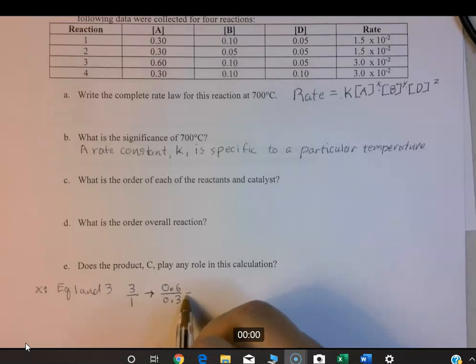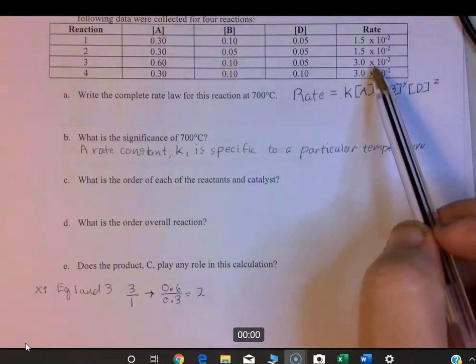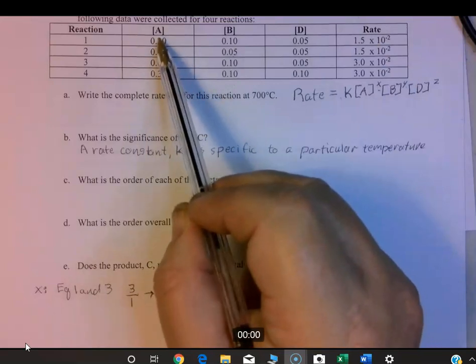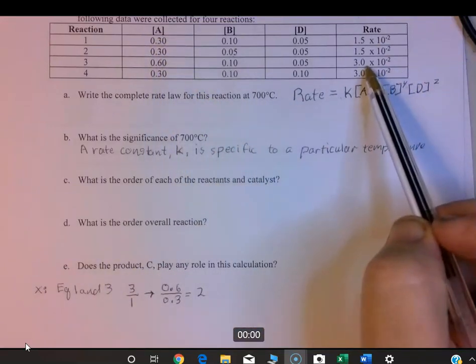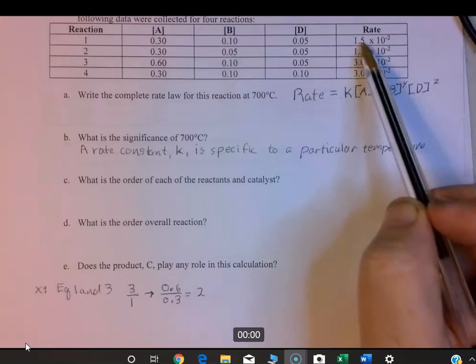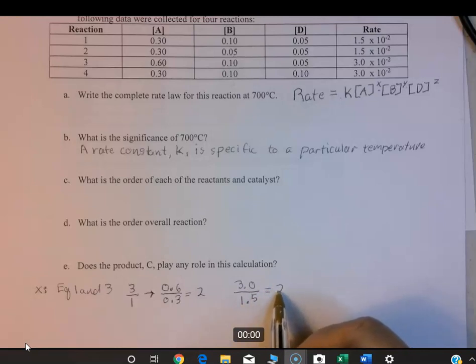And if you do the math, you got a calculator, that equals 2. Now we're going to do the same thing for the rates. And you got to do it in the same order. You got to do reaction 3 over reaction 1, since that's the order we did it over here. And you see that everything is times 10 to the minus 2. So I'm just going to go with the coefficient here. And that's going to be 3.0. That's reaction 3 over reaction 1 is 1.5. And that also equals 2.